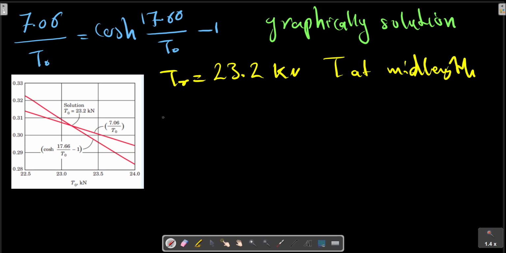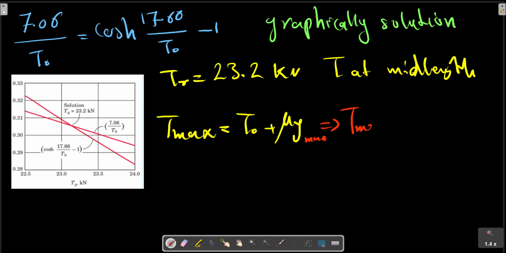T max has a relation which is T0 M1. T max will occur at the end, and for maximum part B max, which is the sag.